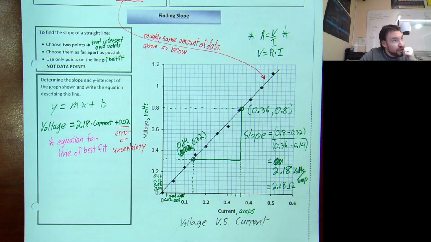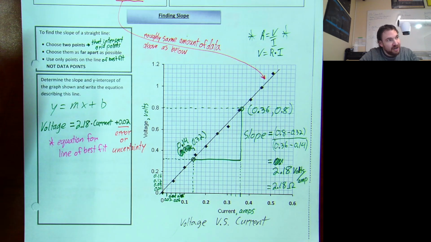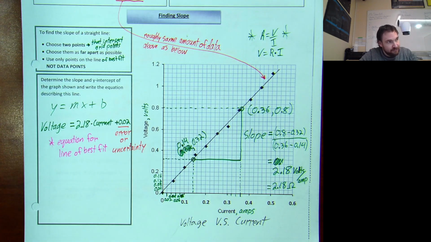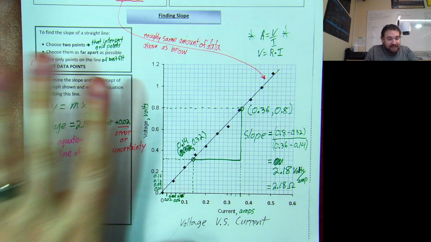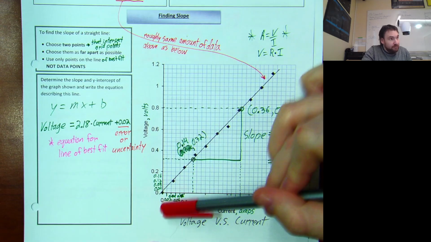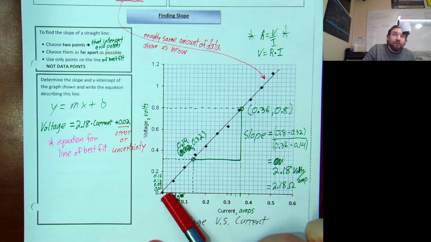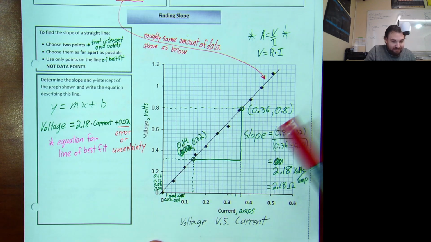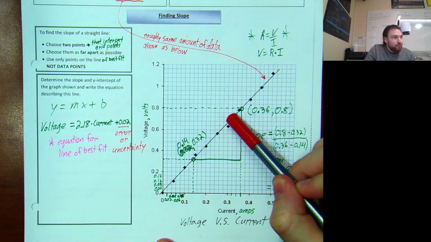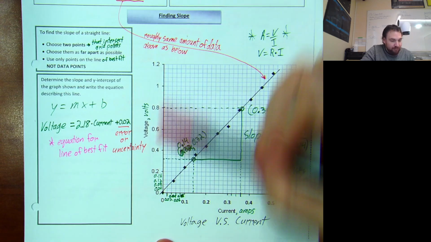The B value is always the y-intercept. So it's where your line of best fit crosses the y-axis. It depends how you've drawn your axes. Like this is the y-axis right here. The line of best fit crosses it right there. There is no other option for that. It's wherever this line that you drew intersects this line that you will have labeled.